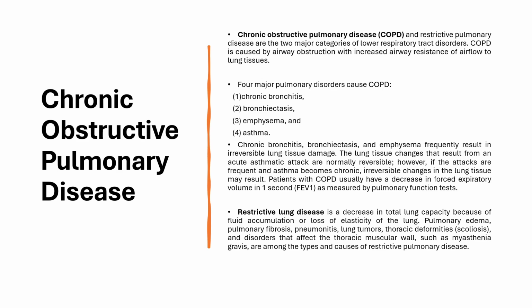For restrictive lung disease, there is a decrease in total lung capacity because of fluid accumulation or the loss of the elasticity of the lungs. So you have pulmonary edema, pulmonary fibrosis, pneumonitis, lung tumor, thoracic deformities, and disorders affecting the thoracic muscular wall, such as myasthenia gravis.